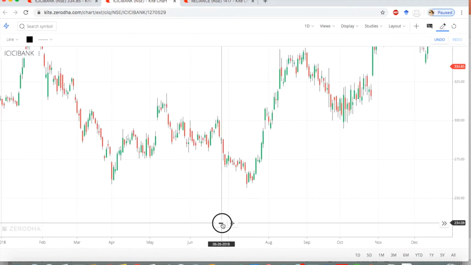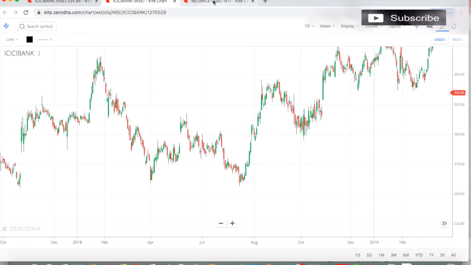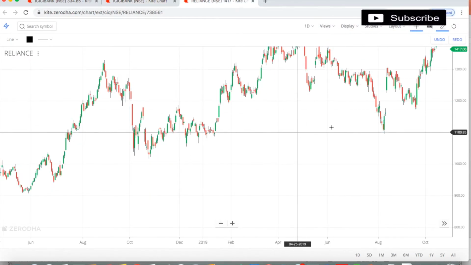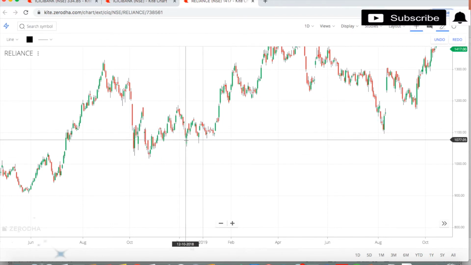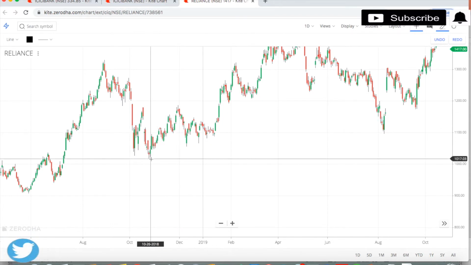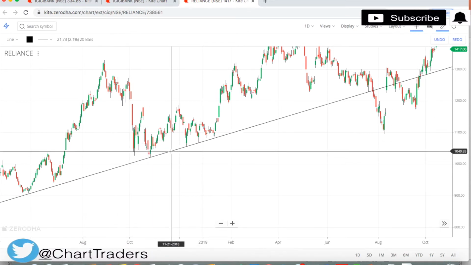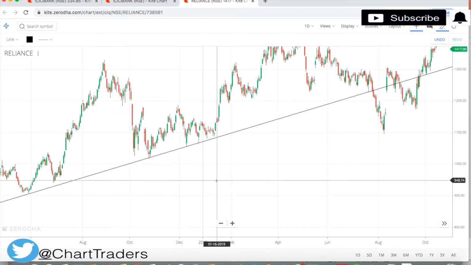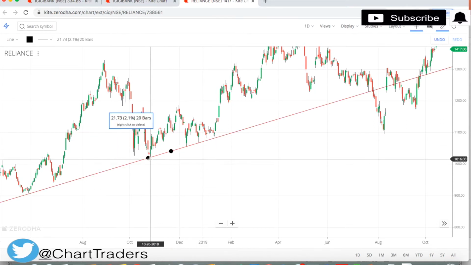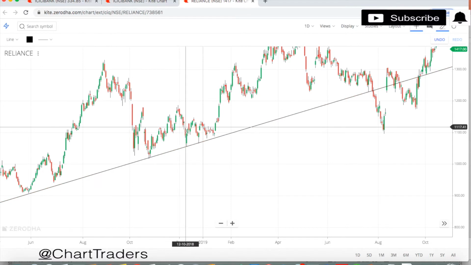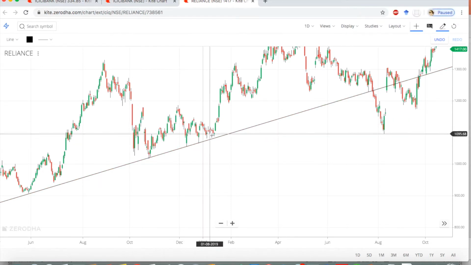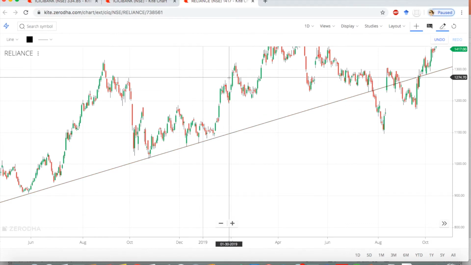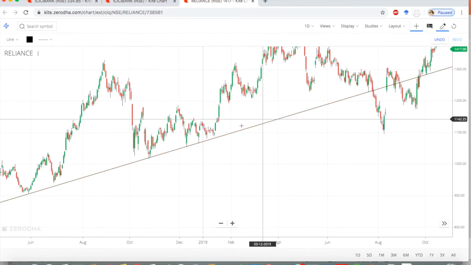Now consider this is your Reliance chart. Price moved up, then came down. So we can connect these 2 points to draw a trend line. Price moves up taking support, moves up taking support, moves up taking support, moves up. So you can draw a trend line like this.